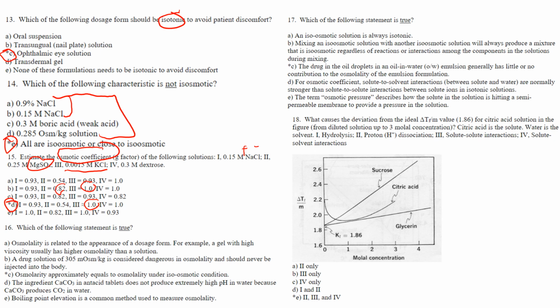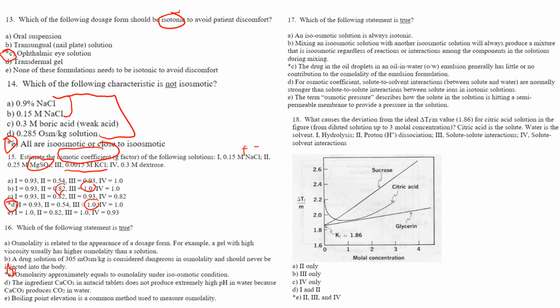For this next one, which of these is true? It's this one. Osmolarity is equivalent to osmolality in isoosmotic conditions. This is kind of like a rectangle square thing. Osmolality would not necessarily be equal to osmolarity. And I think the next problem even goes over that. We can go through the rest of these. Osmolality is related to dosage form. For example, a gel with high viscosity would have a higher osmolarity. That's not always true. Different substances could be different things. 305 is considered dangerous. That's not true. That's a range that can occur normally in our body.